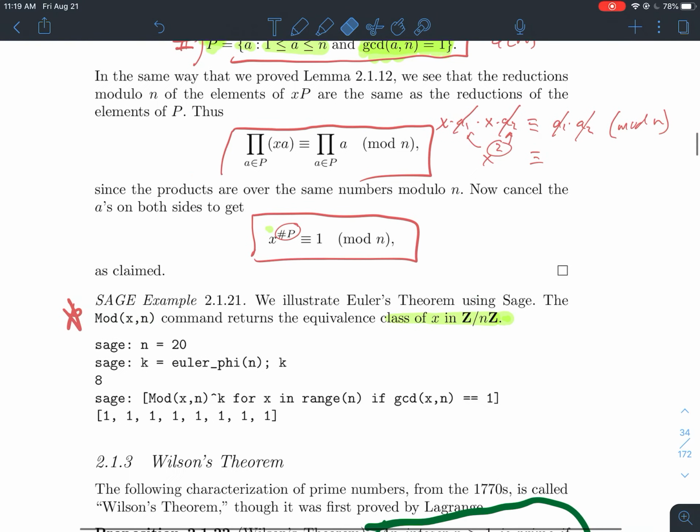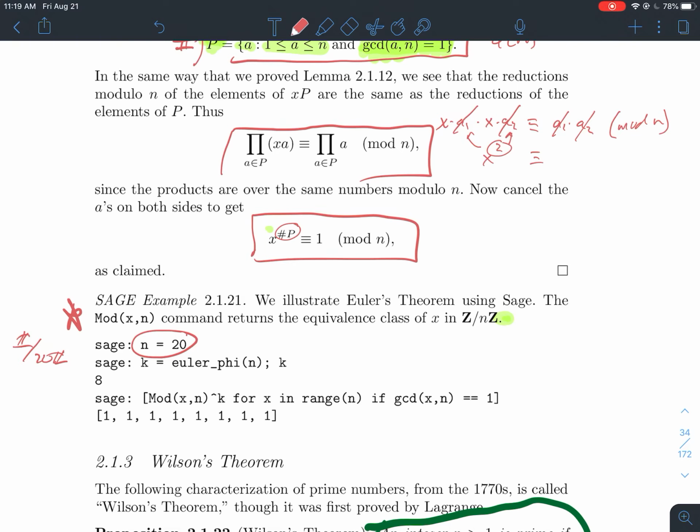So what is this little block of Sage code trying to do for me? If I took n to be 20, so I'm in Z mod 20Z, I'm going to set k to be whatever phi of 20 is. And if you compute phi of 20, you should get 8. There are 8 numbers that are relatively prime to 20 that are less than or equal to 20.